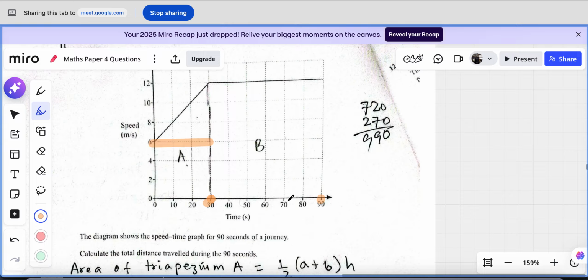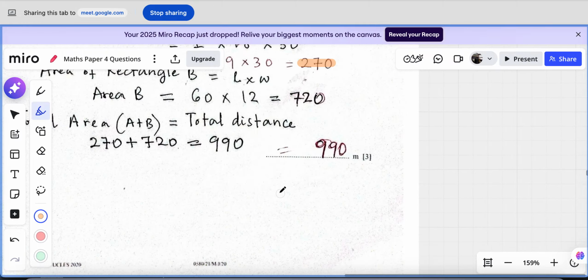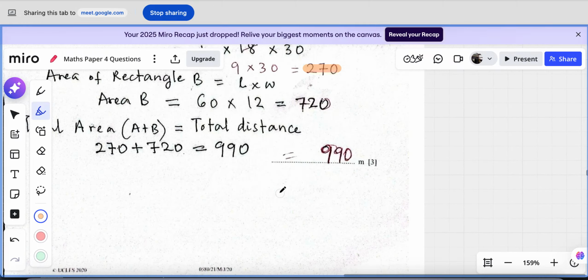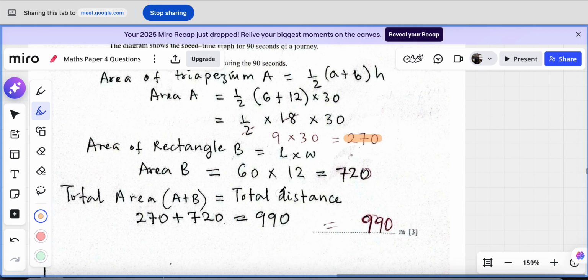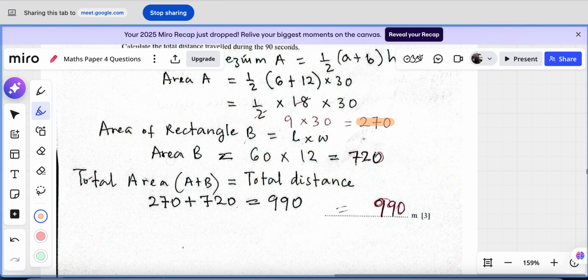So you're going to say 60 times 12. That's the area of the rectangle. So the area of B is 60 times 12, which is 720. So the total distance traveled equals the total area, which is 270 plus 720, which will give us 990 meters. Okay, so this is the total distance traveled.